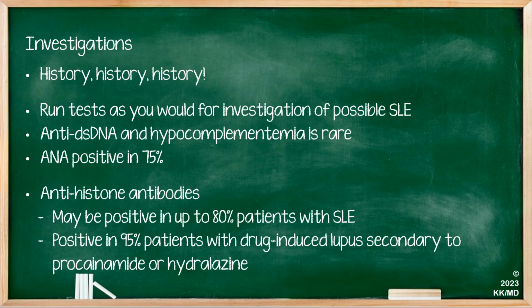In terms of investigations in a case of possible drug-induced lupus, the biggest thing is your history. A detailed history of what the patient is currently on, was recently on, or previously took and has now discontinued could hint towards a diagnosis of drug-induced lupus. It would be appropriate to run the tests you would do for a possible case of SLE, because remember, this is an SLE mimic, so it's very important to make sure this is not actually a case of systemic lupus erythematosus.